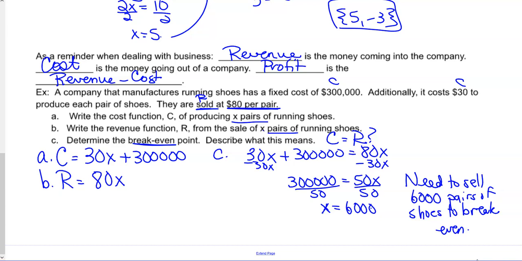All right, very good. So hopefully that's not too bad of a section. We are looking at solving those systems, and then we'll also allude to some inequalities when we get into this chapter some more as well. So until next time.